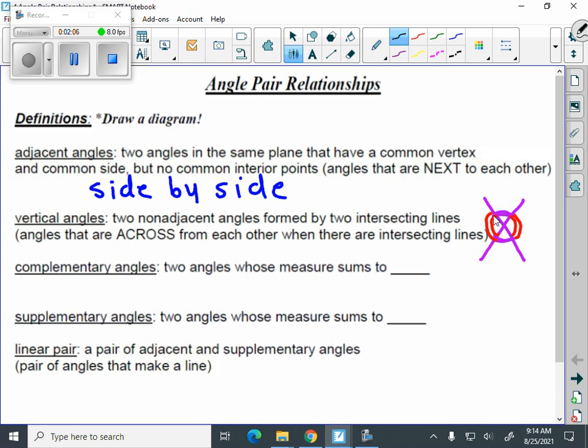Complementary angles. Two angles whose measure sums to be 90 degrees. Sum means add. So if you don't know that, it's add. And supplementary angles are two angles whose measures sum to be 180. Again, sum is add.